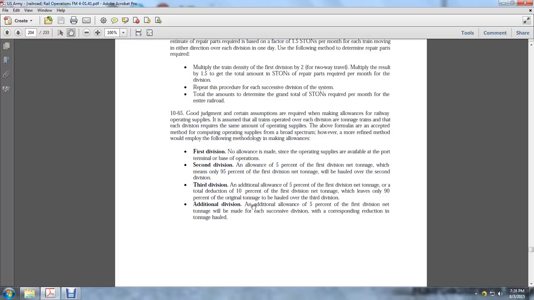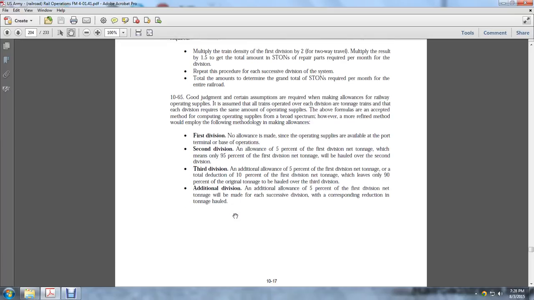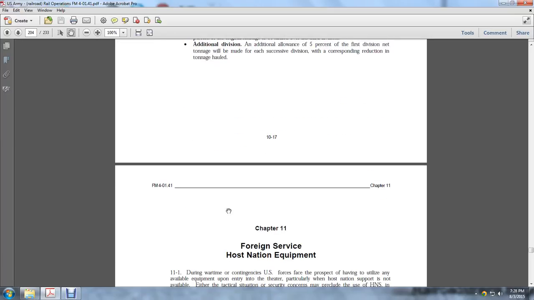The third division: in addition to the allowance of 5% of the first division net tonnage, a total deduction of 10% of the first division net tonnage is made, which leaves 90% of the tonnage to be hauled over the third division. Any additional allowance of 5% of the first division tonnage will be made for each successive division, with a corresponding reduction of tonnage hauled. Chapter 10, sorry.